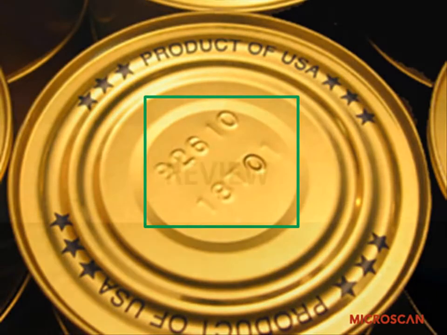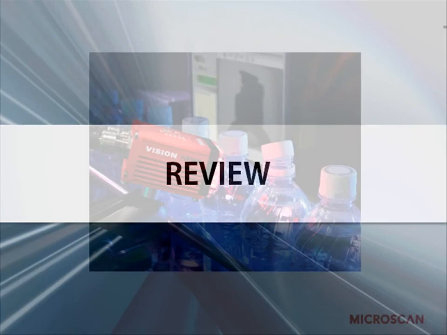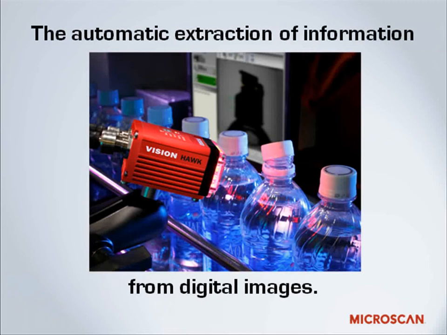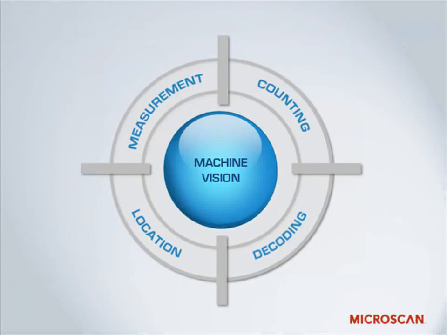So, let's review. Machine vision is the automatic extraction of information from digital images. And we talked about the common manufacturing applications of machine vision, which generally fall under 4 basic functions: measurement, counting, location, and decoding.